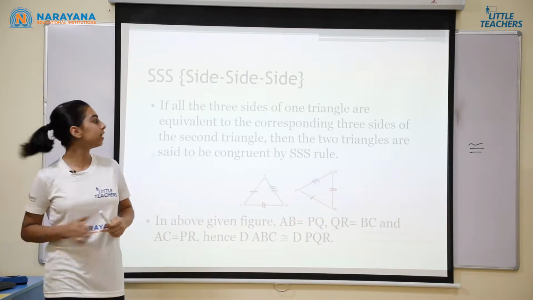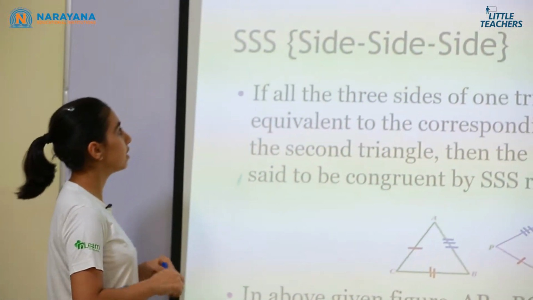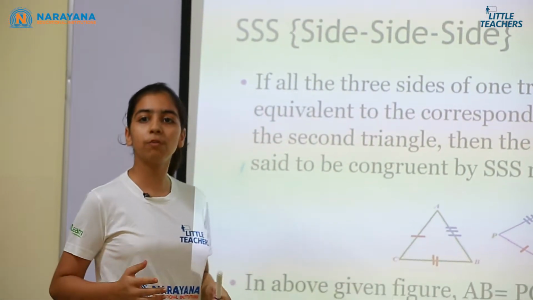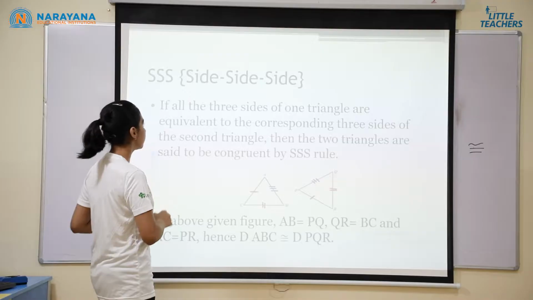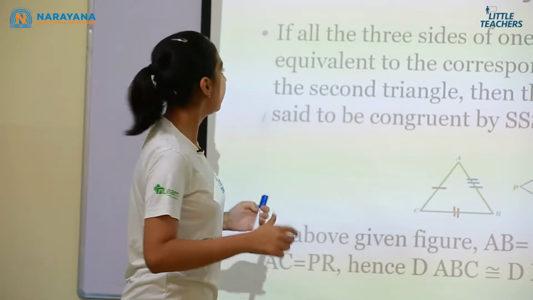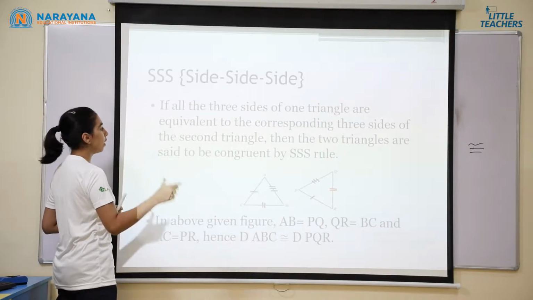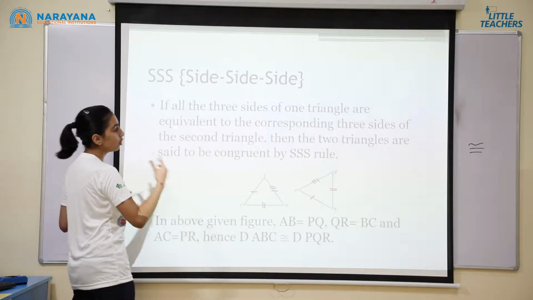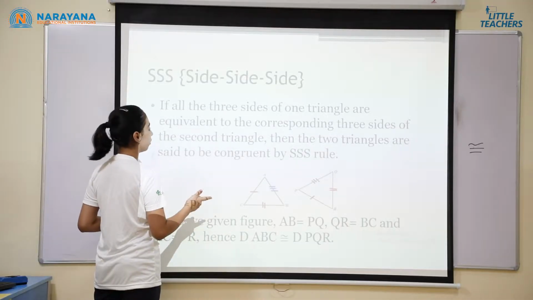Let's get started on the first criteria, that is SSS criteria. The full form of SSS criteria is side, side, side. From the word also we can see side, side, side. If all the 3 sides of one triangle are equal to the corresponding 3 sides of the second triangle, then the 2 triangles are said to be congruent.